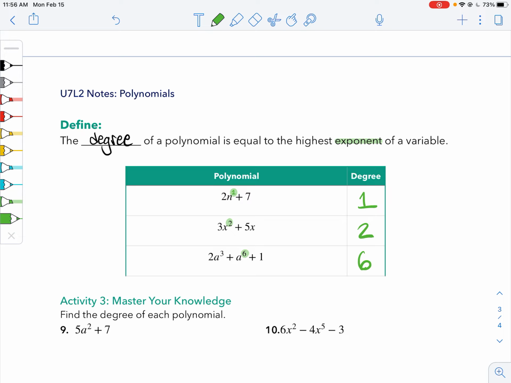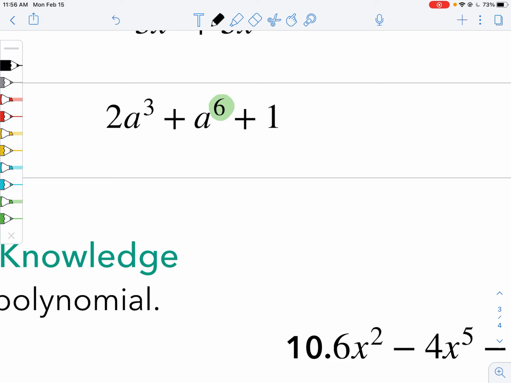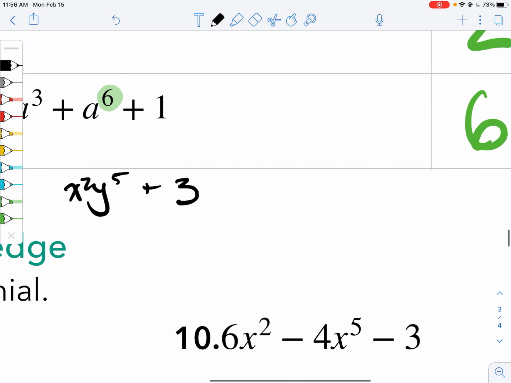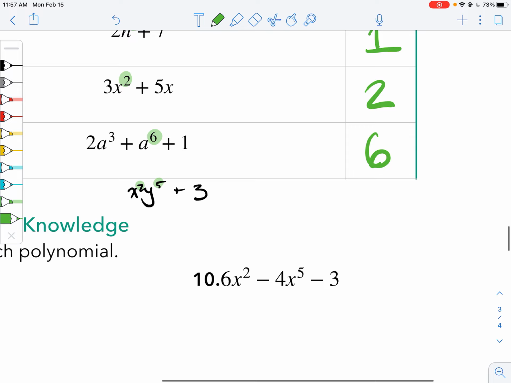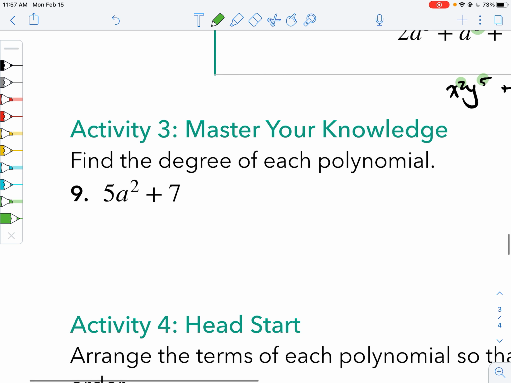Isn't that great? Cool. By the way, if you ever have 2 variables multiplied together, so if you had like x squared y to the 5th plus 3 or whatever, you would add the variable exponents together, and this would be a polynomial of degree 7. Fun fact.